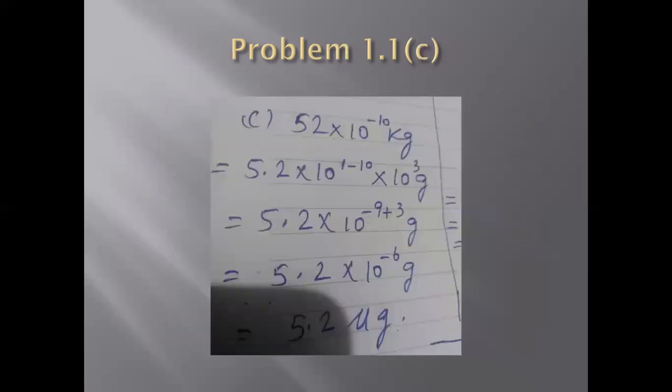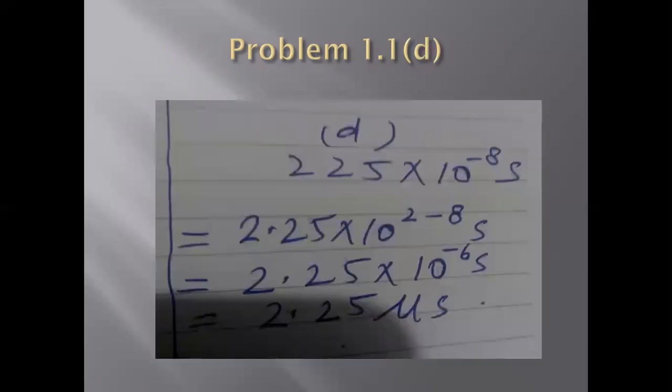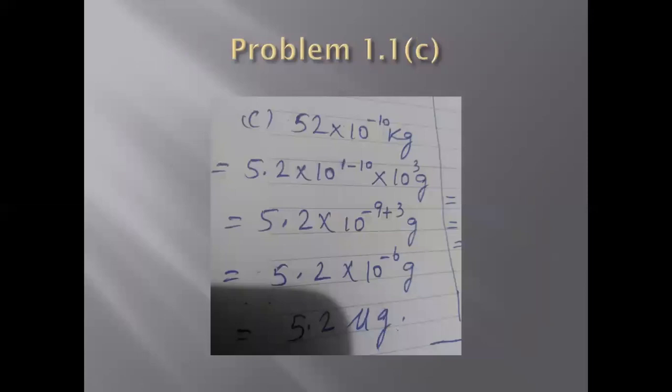Then is the C part. 52 into 10 raised to the power minus 10 kilograms. So it will be 5.2 into 10 raised to the power 1, because if there is no decimal point, we know that the decimal point is at the end. So it is 52 point, the decimal was here. I moved the point from the end of the 2 to between 5 and 2. So it will be 5.2 and 10 raised to the power 1.